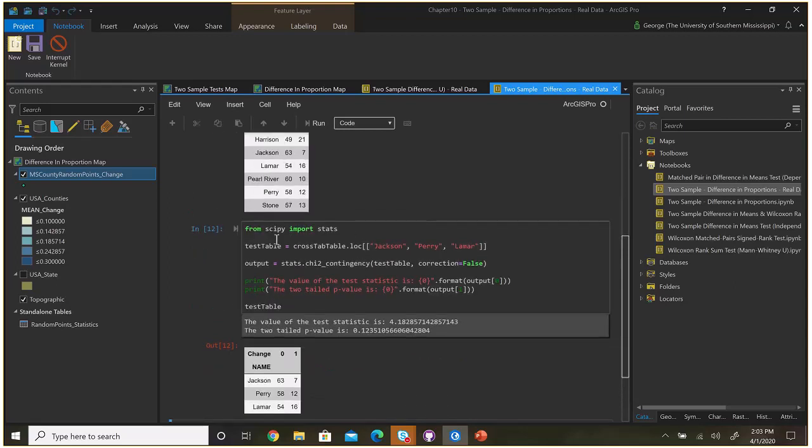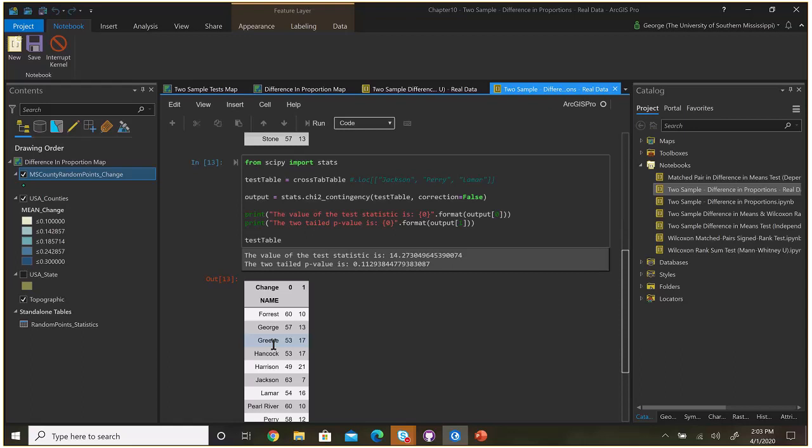In fact, we could even just leave out all of this and say Jackson, Perry, Lamar, everything. Are they all equal or are they different? Now, of course, we're not going to be able to see the individual comparisons anymore. This is asking us, are Forrest, George, Green, Hancock, Harrison, Jackson, Lamar, are they significantly different from each other when considered as a very large group?